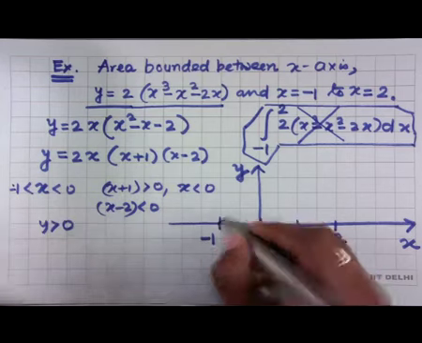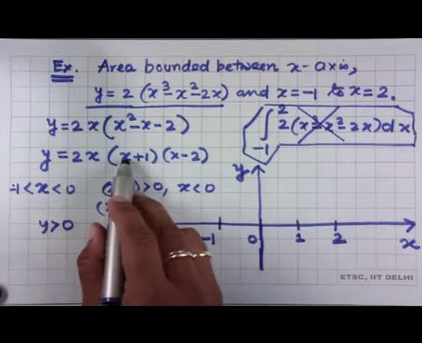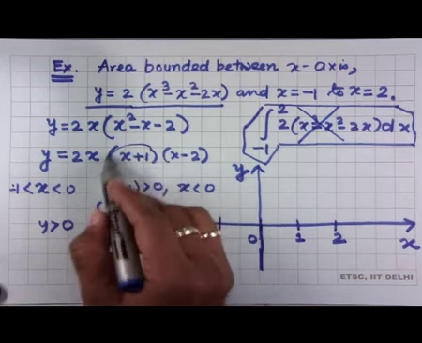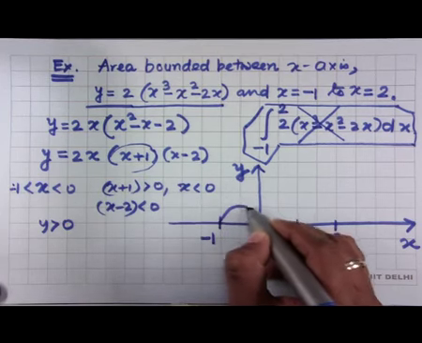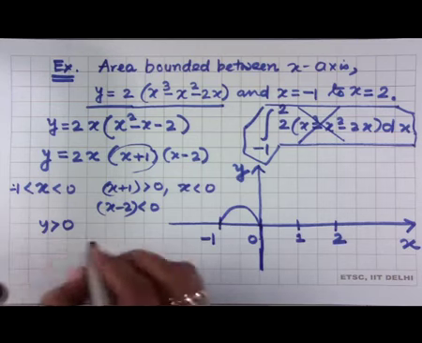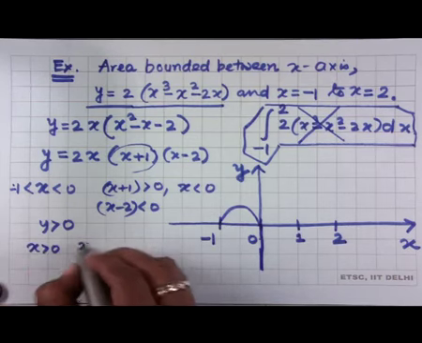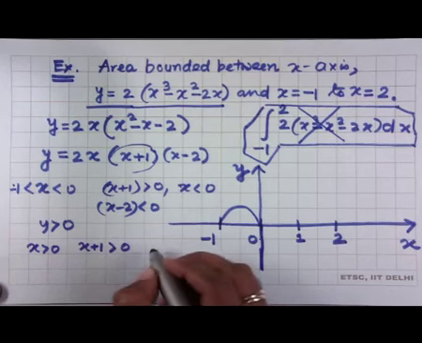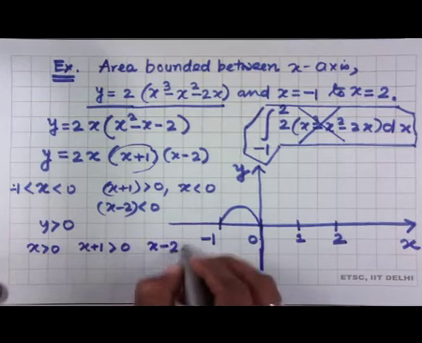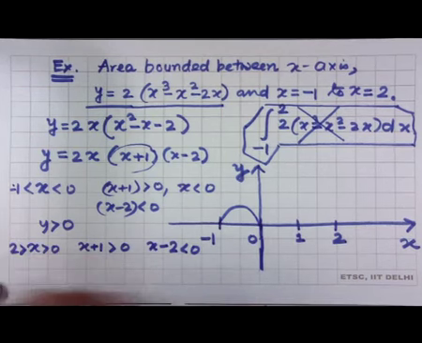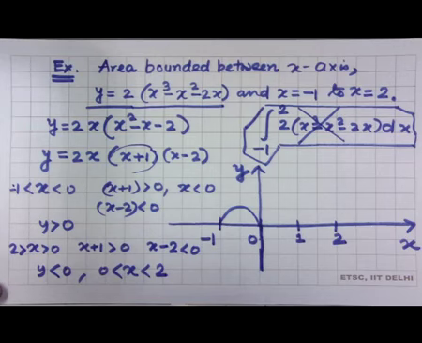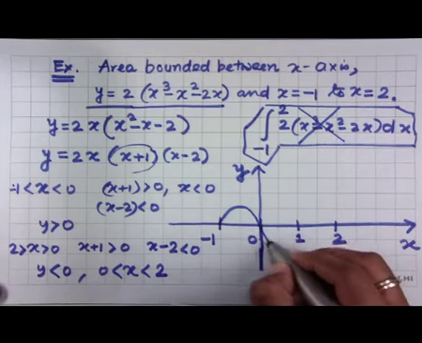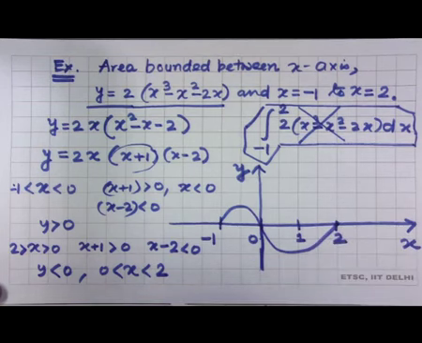So, once x is less than 0 and greater than minus 1, this term is positive, this term is positive, this is negative, this is negative. So, total is positive. So, it will be like this. Similarly, if x is positive, so x plus 1 is positive, but x minus 2 will be negative when x is less than 2. So, y is negative when x is between 0 and 2. So, the curve will be something like this roughly.